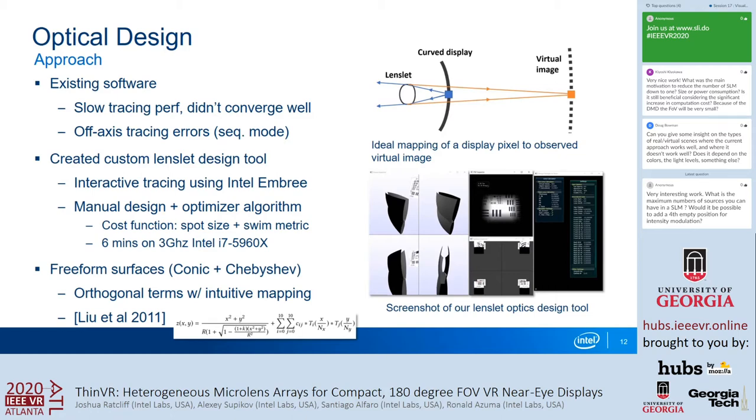As for the lenslets themselves, each is modeled front and back as freeform surfaces. We chose a Chebyshev polynomial representation, as this provided orthogonal terms, which is useful for optimization, and an intuitive mapping to optical aberrations such as coma, astigmatism, etc. Again, have a look at the paper for more detail.